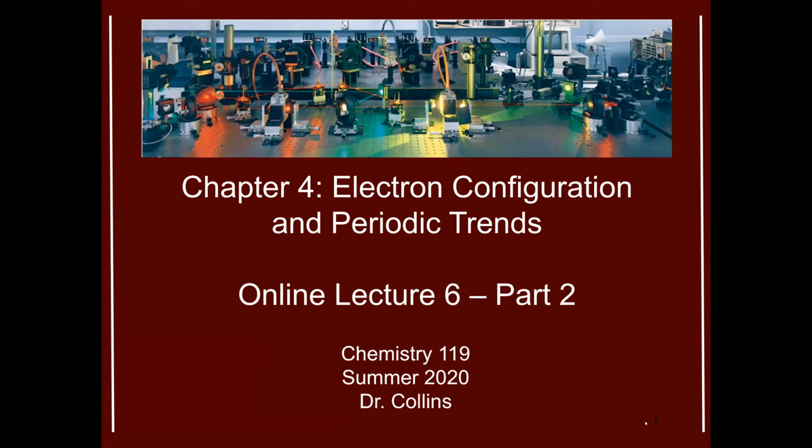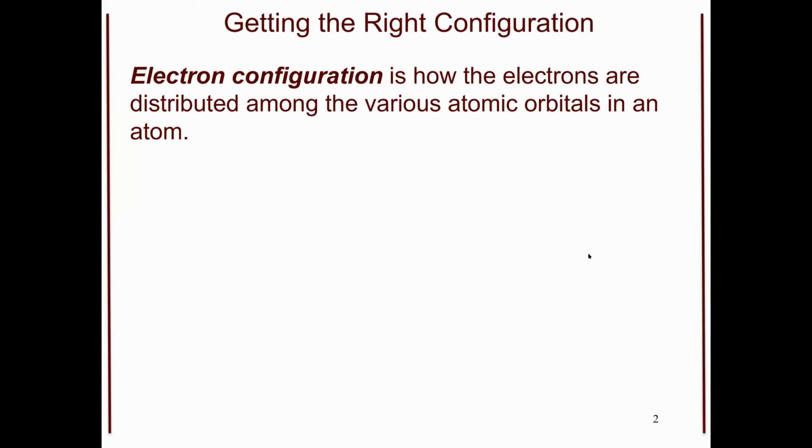Hi students, in the second video for online lecture 6, we are now going to introduce the electron configuration. An electron configuration is how the electrons are distributed among the various atomic orbitals in an atom. We have done this previously by using the quantum numbers. But because the quantum numbers can take some time, we want a little bit more of a shorthand so we know a predictable location for our electrons.